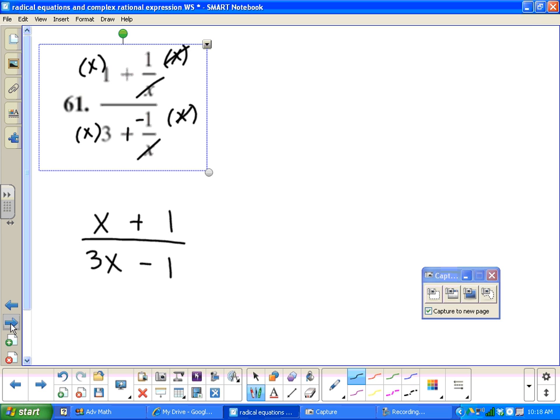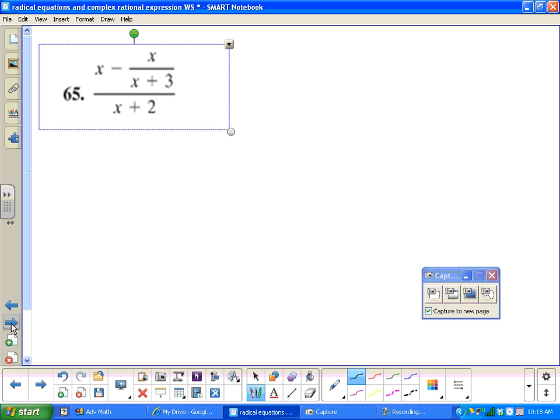Now, can I cancel out some x's there in my answer? The operation's not multiplication. The only way I could do that would be to factor, and notice you really can't factor there, can you? So that's it. Is that okay? All right, let's move up.